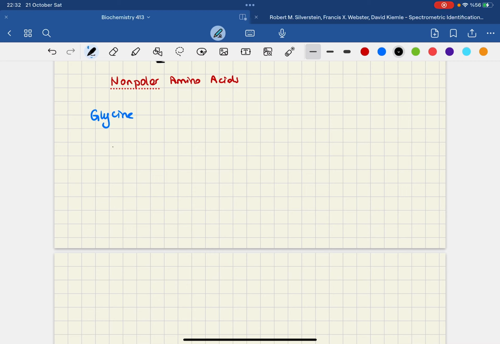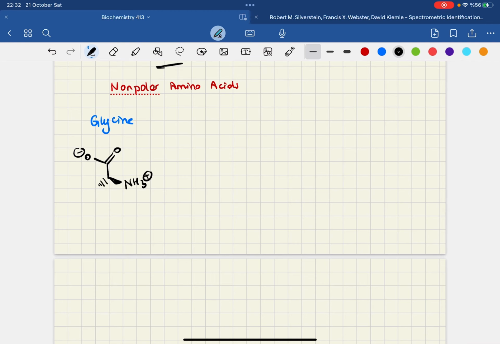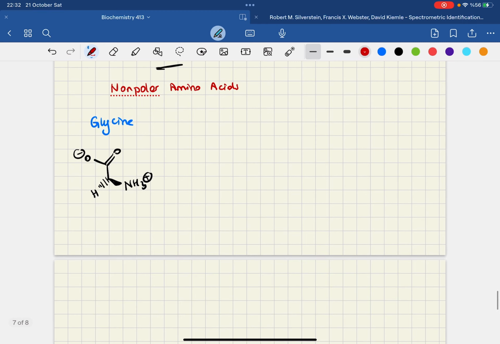So let me write it over here real fast. We have the amino group over here, and we have a hydrogen group. And this is our amino acid, which is non-polar. Its side chain is non-polar because, as we can see, its side chain is just composed of a small hydrogen, which is obviously non-polar. And then we have alanine.